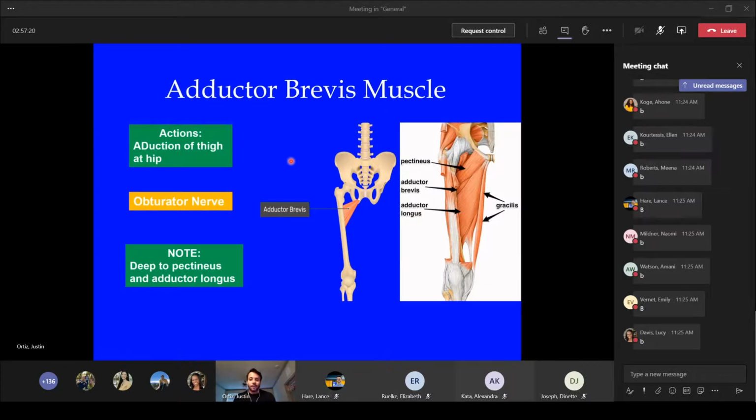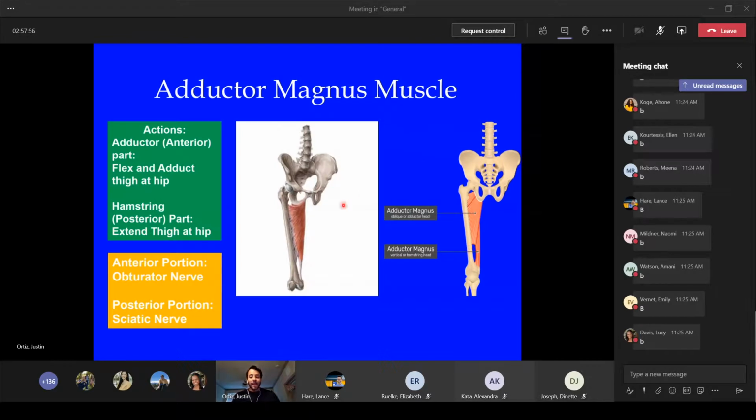Adductor brevis muscle. Remember, adductor brevis is going to be located right here. This is your adductor brevis. It's going to help with adduction of the thigh at the hip. It's going to get obturator nerve as well. And note, it's going to be deep to the pectineus and the adductor longus. So right, this is going to be your pectineus. Here's your adductor brevis, right? You can't see it too much because it's deep to your pectineus as well as your adductor longus. This would be your gracilis, and this would be a little portion of your adductor magnus, but it's covering most of it, which we'll show.